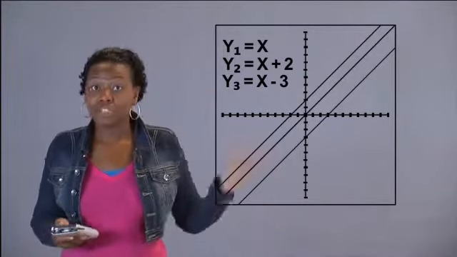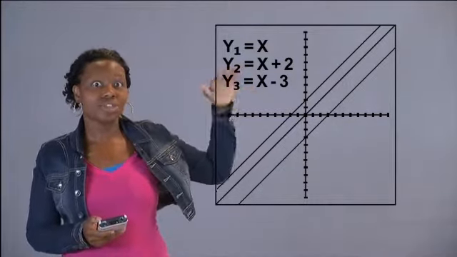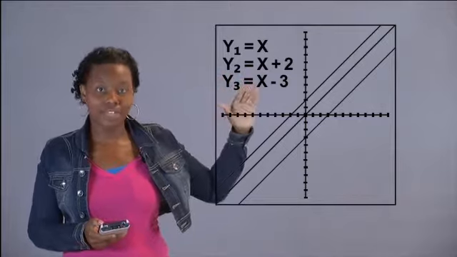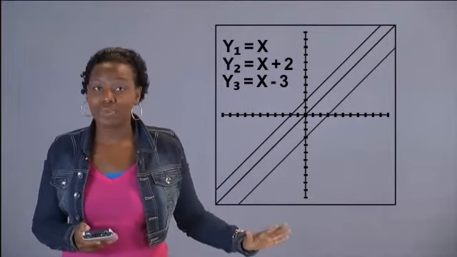So my parent function, y equals x, when I put a plus 2, it went up to the 2 on the y-axis, the positive 2. When I put a minus 3 on the end, it goes down to the negative 3 on the y-axis. So if I had to name them, this would be the children of the parent function y is equal to x. Okay? Now, let's do the same thing for the quadratic.